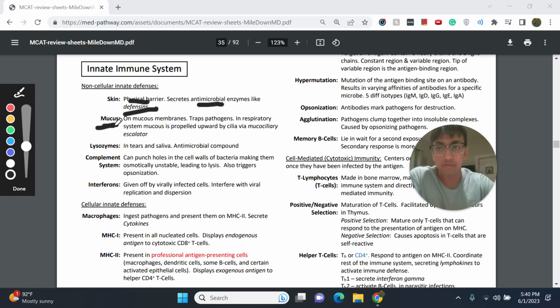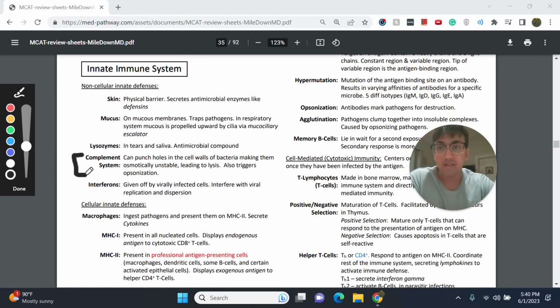The mucus, if you remember the mucociliary escalator that we talked about, mucus enzymes trap pathogens, and in your respiratory system, so in your lungs, the mucus is being propelled upward by cilia via this mucociliary escalator. Lysozymes are in your tears and your saliva, and this contains some sort of antimicrobial compound. So if you think of something getting into your eyes, for example, like some dirt, you have these tears, and that contains antimicrobial compounds. Same thing when you're eating something and you're salivating, that saliva is helping to protect your body.